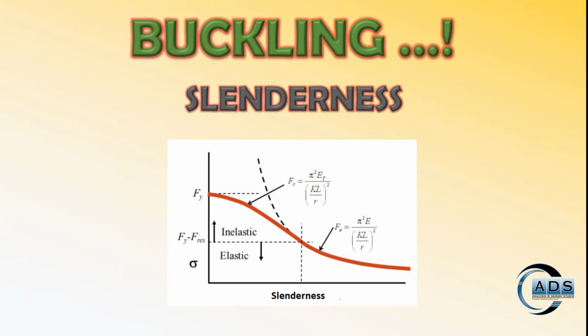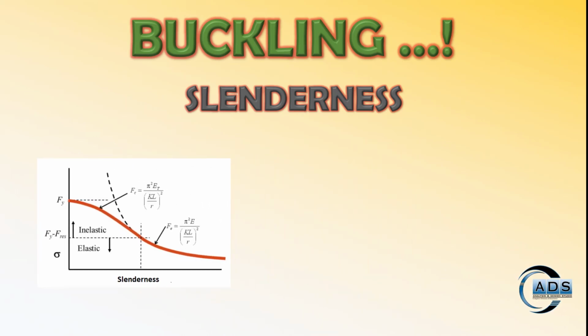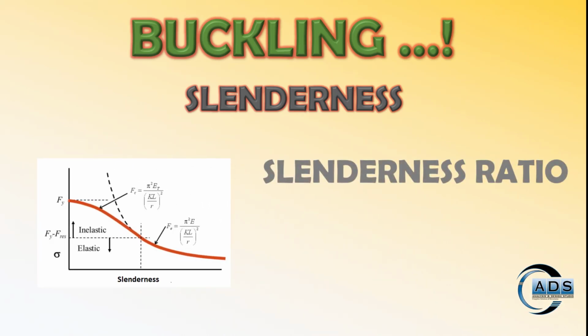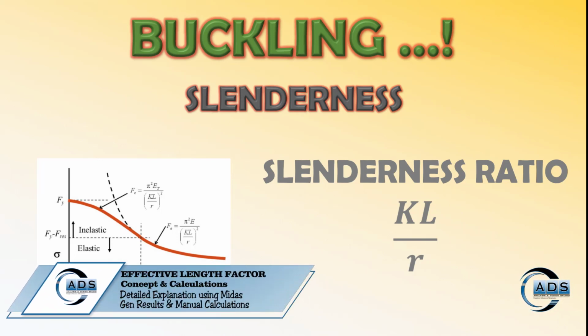Let's see this curve. This curve shows how the column strength is affected by slenderness. To mathematically measure this slenderness, there is a ratio called the slenderness ratio. It is the ratio of the effective length factor K times the unbraced length L by the radius of gyration r.